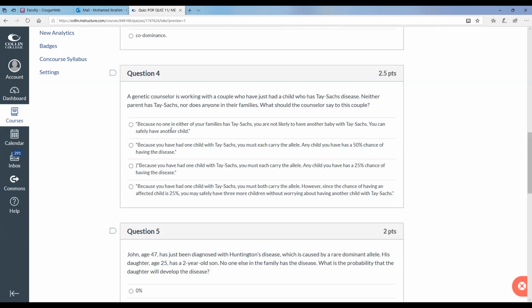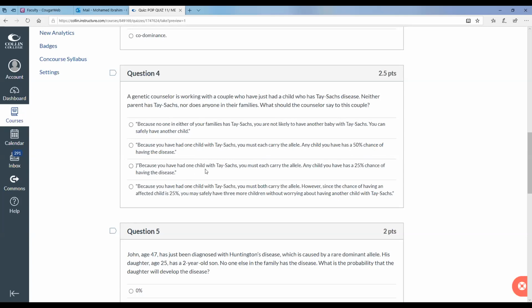First of all, he will not be able to tell them that you are not really going to have another baby. He cannot expect this. Okay, so this is wrong. He said, because you have had one child with these symptoms, or this disorder, you must each carry the allele, and the child you have has a 50% chance of having the disease. Look at the disease here, okay? Because nobody else had it, there is no possibility that they will have the 50% chance here.